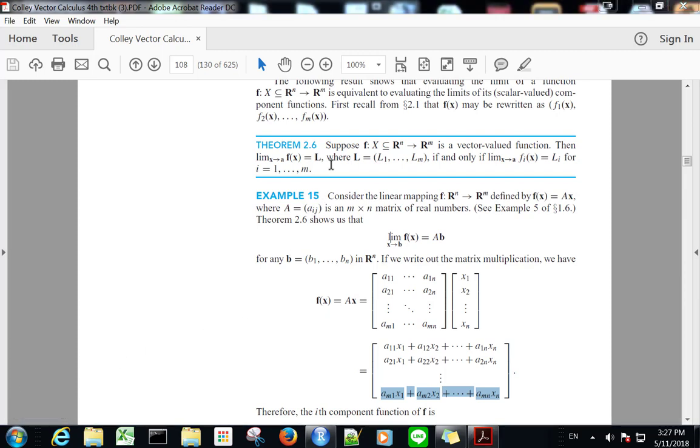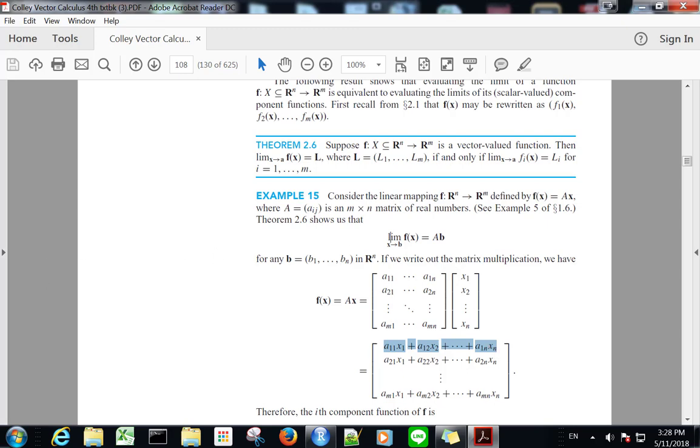But now, using theorem 2.6, we can figure out what the limit of this is as x goes to b by just figuring out what the limit of each one of these is as x goes to b. But we already did this. These are polynomial. This is like our earliest example. These are linear functions in x, in the vector x, which has n elements in it. So anyway, these are linear functions in the vector x, and we already did this before.